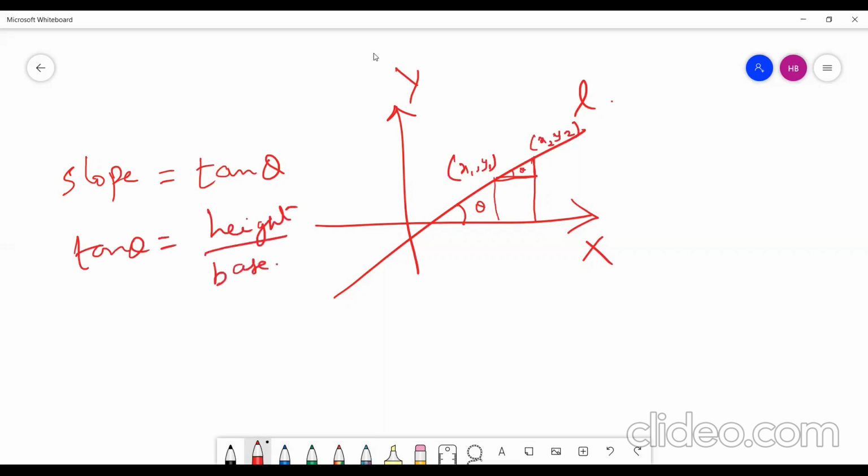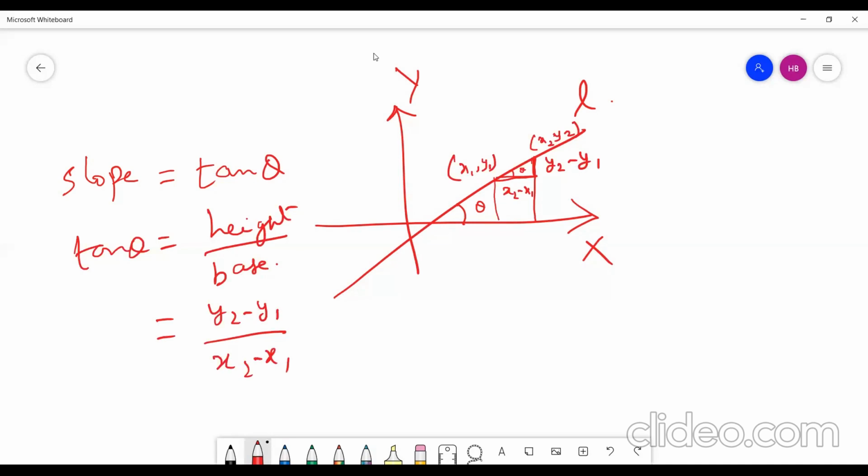What is the height here? Height here would be equal to y2 minus y1, right? And what would be the base here? Base here would be equal to x2 minus x1. So, tan theta or slope would be equal to y2 minus y1 divided by x2 minus x1. Make sense? That is the slope of this line.